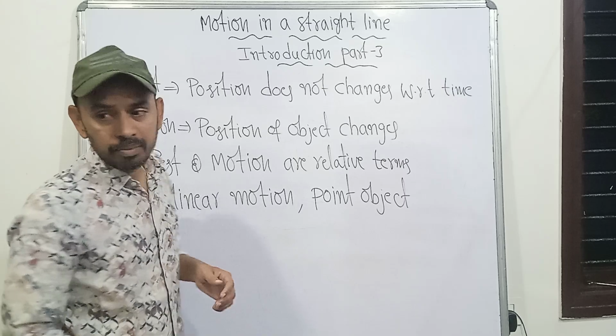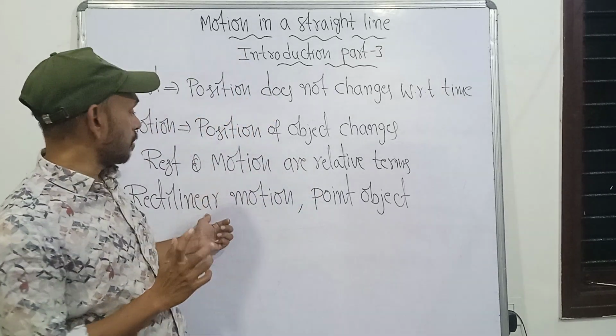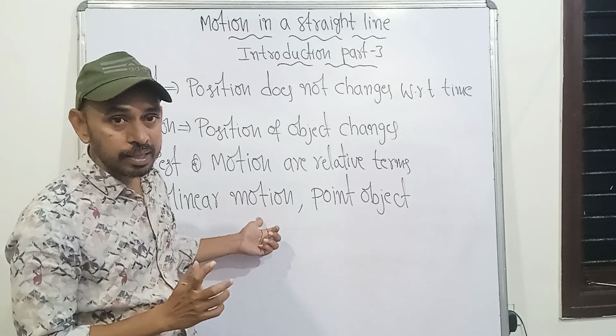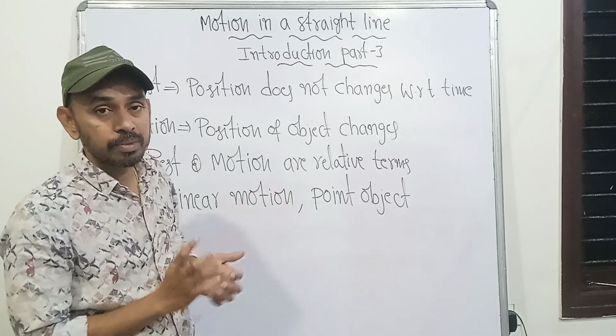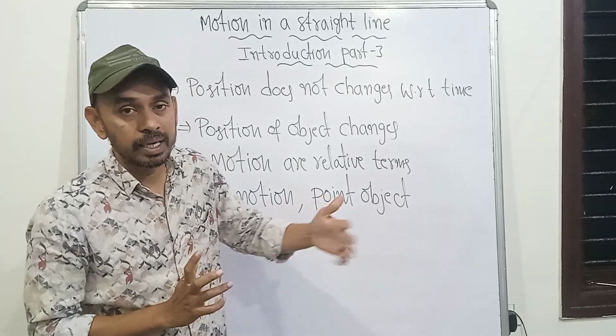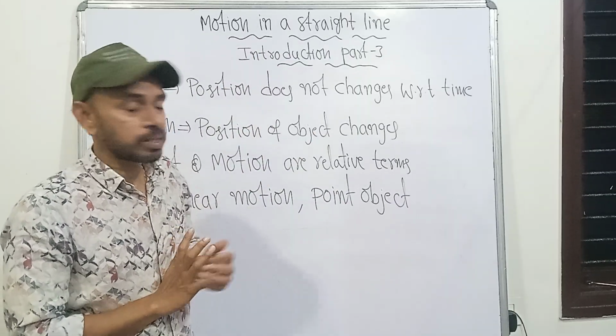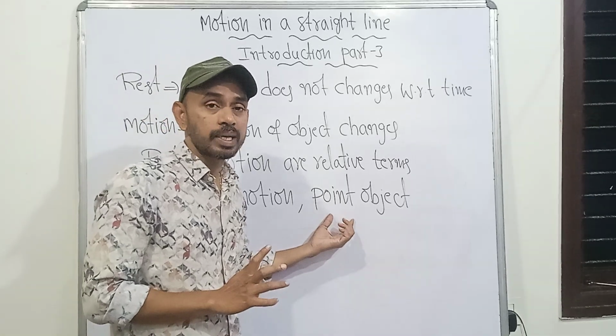Next, rectilinear motion. What is rectilinear motion? Rectilinear motion is nothing but the motion of the object along a straight line. In this chapter, almost all the bodies will take rectilinear motion, because it is motion in a straight line.